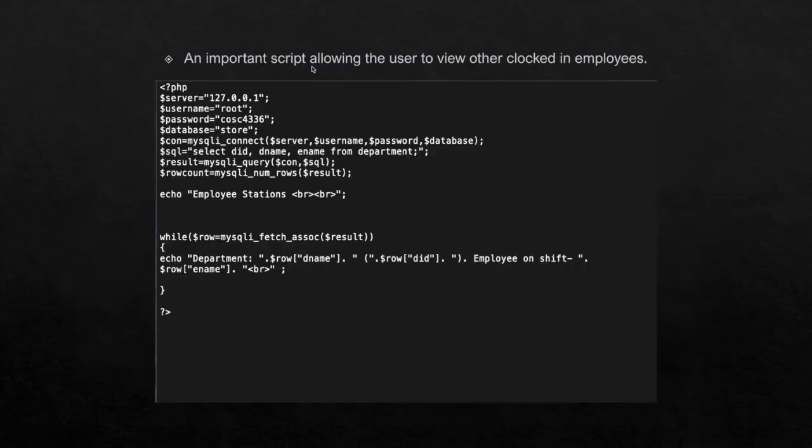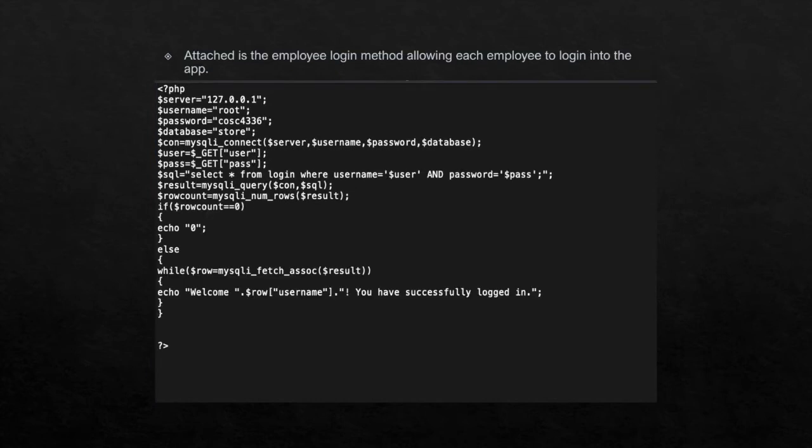This is another important script that allowed the user to view other clocked in employees. So this outputs the department name from the department table. It also outputs the employee on shift by using the e-name column right here. Really, it's shortened down, that means employee name. It's outputting the employee name column. And really, these are very simple and they're going to get the job done. These simple scripts are what's going to make the connection between the database and our application, or like I said, the client.